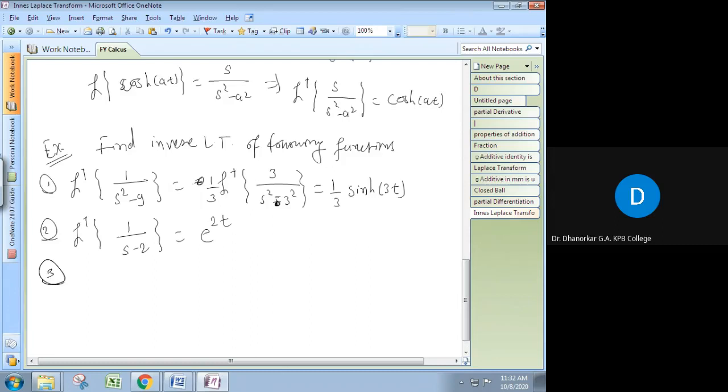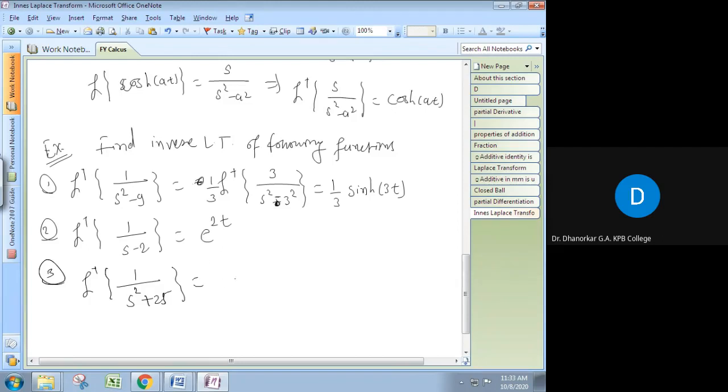The third one, we have to find L inverse of, now I will write this formula, L inverse of 1 divided by s square plus 25. What would be the answer for this? We have to find L inverse of this term.